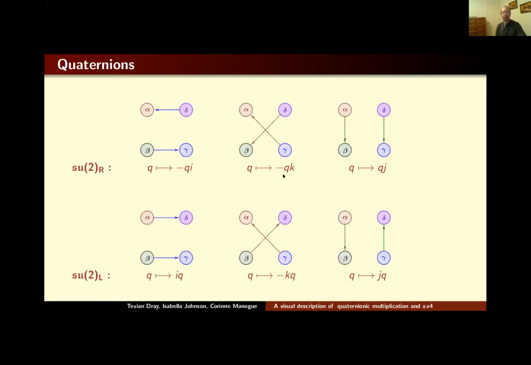And again, this audience likely knows already that left and right multiplication by I, J, and K, right multiplication shown in the top row, left multiplication shown in the bottom row, mixes up the 4 real degrees of freedom, thought of as making up the components of 2 complex degrees of freedom, in precisely the same 6 ways that our SU2 right and SU2 left did a moment ago. The 2 SU2s in SO4 are, again, well-known results, precisely left and right multiplication by unit quaternions. Okay.